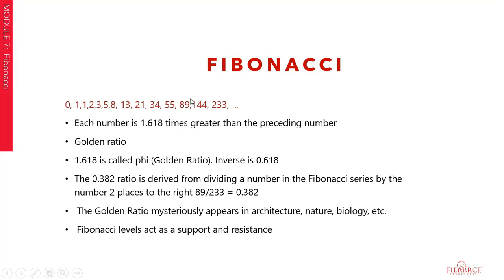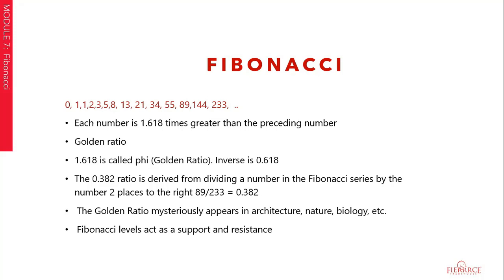55 divided by 144 gives you 0.382. 1 divided by 2 gives you what? 0.382. 5 divided by 13 gives you 0.382, and so on and so forth. So just in case you're wondering how these numbers come about, that's how it is.